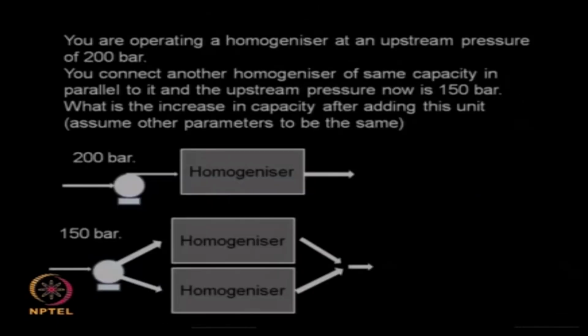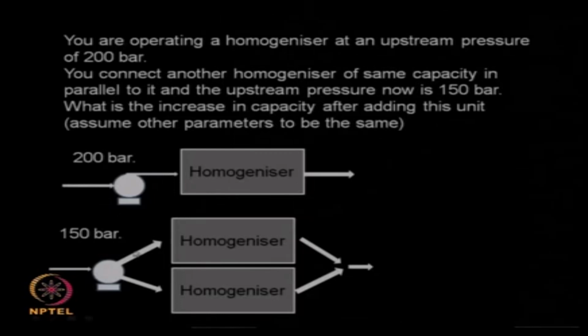Let us look at a problem before we go further. Imagine you are operating a homogenizer. As you know, a homogenizer operates at high pressure, so you are using 200 bar, and this cell slurry is pumped inside the homogenizer and the outlet comes out with broken cells and metabolites containing all the intracellular material.